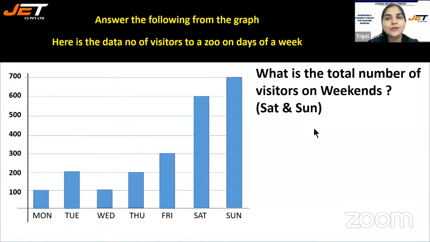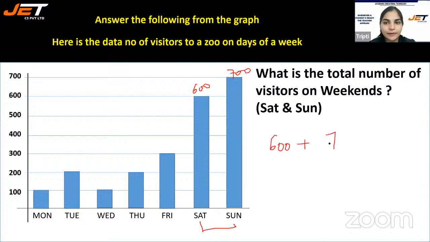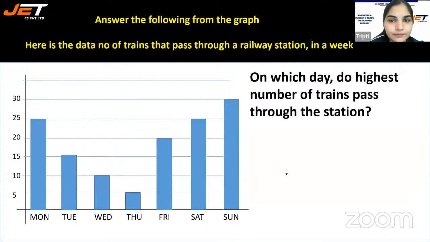Next one. What is the total number of visitors on weekends? Weekends are Saturday and Sunday. So on Saturday there are 600 and Sunday 700. So 600 plus 700, which is equal to 1300.